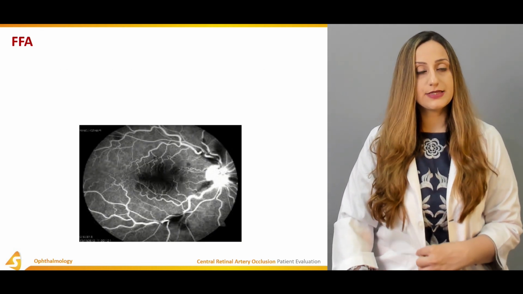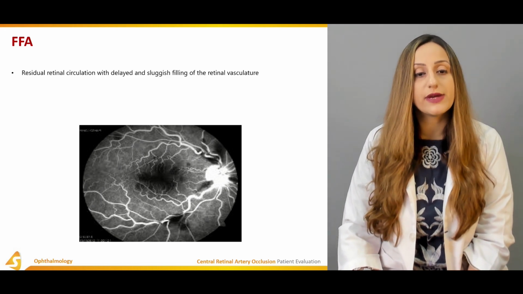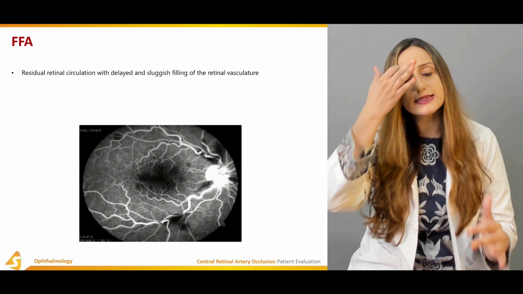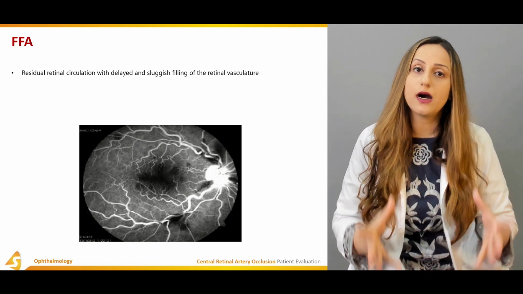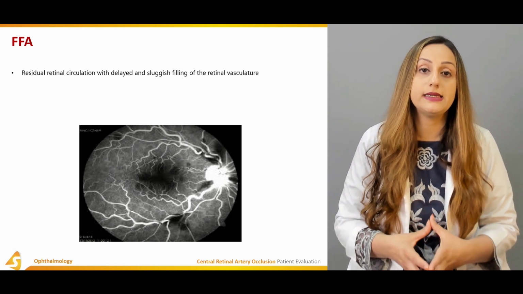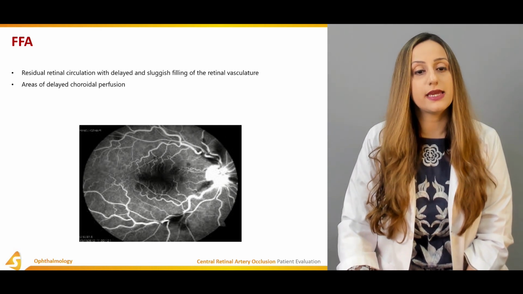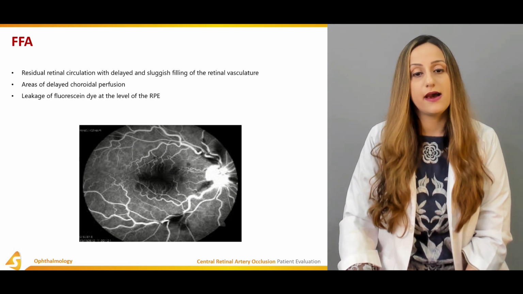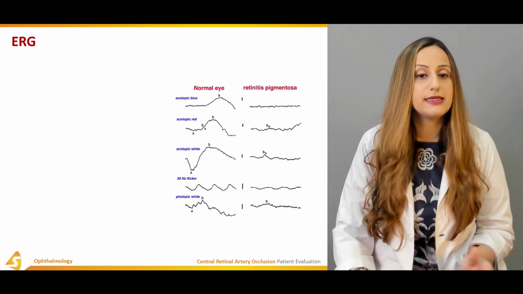Then there are some techniques known as the FFAs. In a lot of patients there is residual retinal circulation with delayed and sluggish filling of the retinal vasculature. Due to this sluggish appearance, there is a box-carring appearance, or cattle-trucking phenomenon, seen in the retinal vasculature, and that is highlighted on FFAs. Areas of delayed choroidal perfusion are seen, and leakage of fluorescein dye at the level of the RPE is also noted in these particular cases.